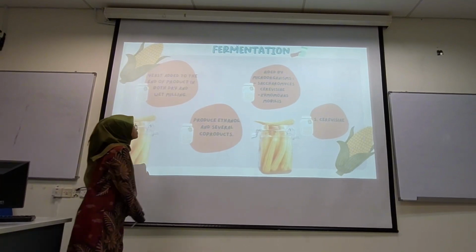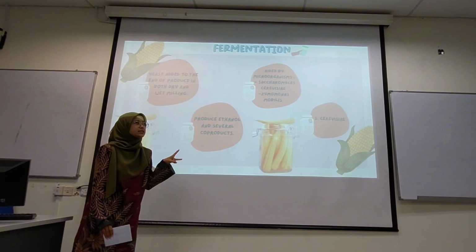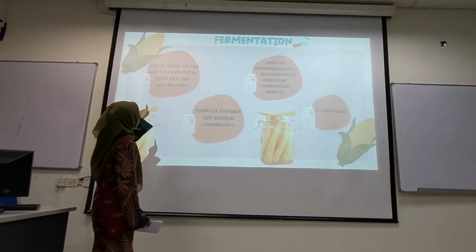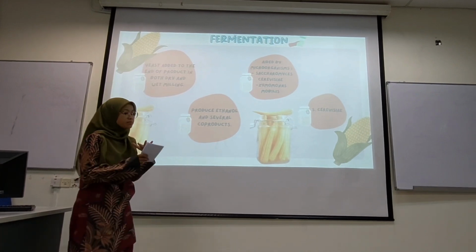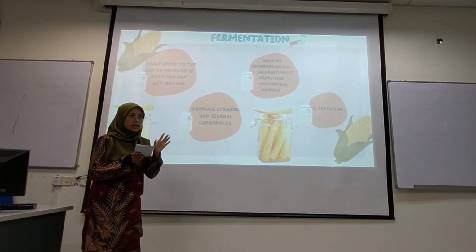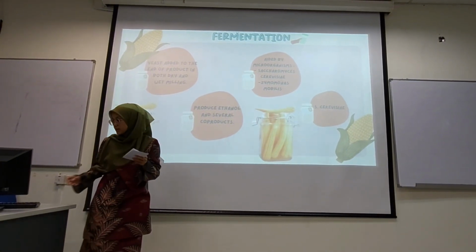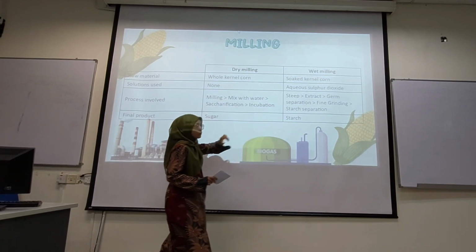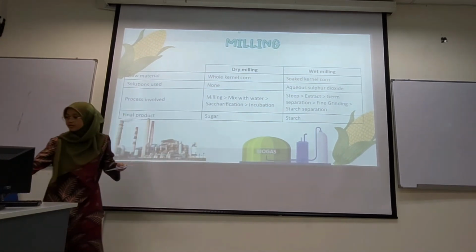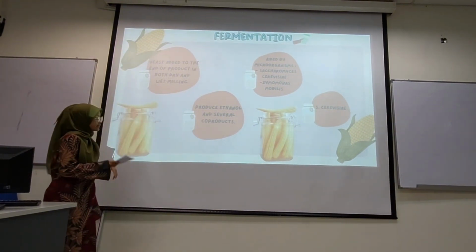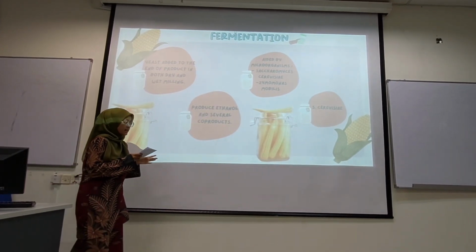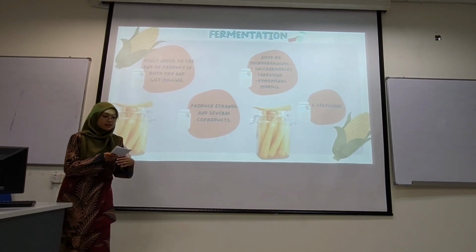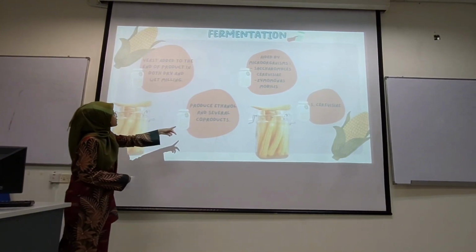So fermentation. This is the third process. Fermentation is added at the end of the product in both dry and wet mill. It means yeast will be added to the sugar and starch. As you can see, this is a final product, sugar and starch. So to the sugar and starch, we will add yeast. The reason why we add yeast is because we want to make ethanol and several co-products.